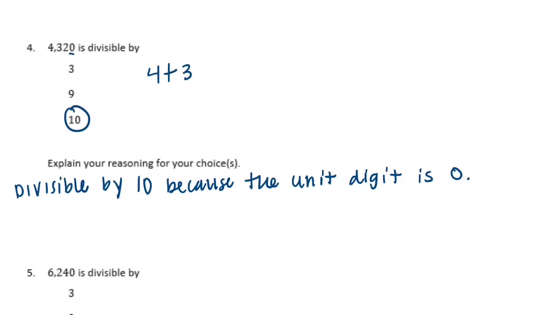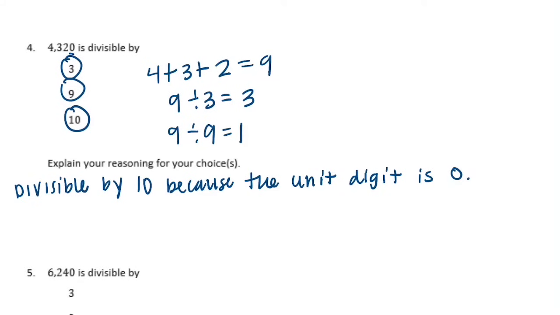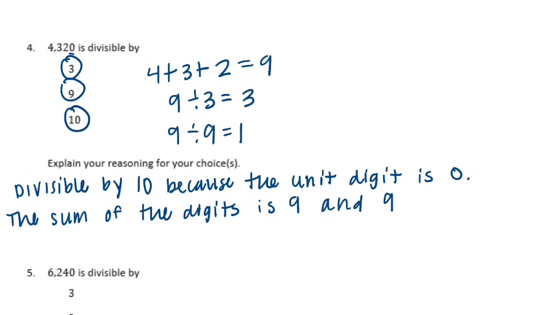Now let's try 3 and 9. So 4 plus 3 plus 2 plus 0. 4 plus 3 is 7 plus 2 is 9. So we can do 9 divided by 3 is 3, and 9 divided by 9 is 1. So it's divisible by 3 and 9. So the sum of the digits is 9, and 9 is divisible by 3 and 9.